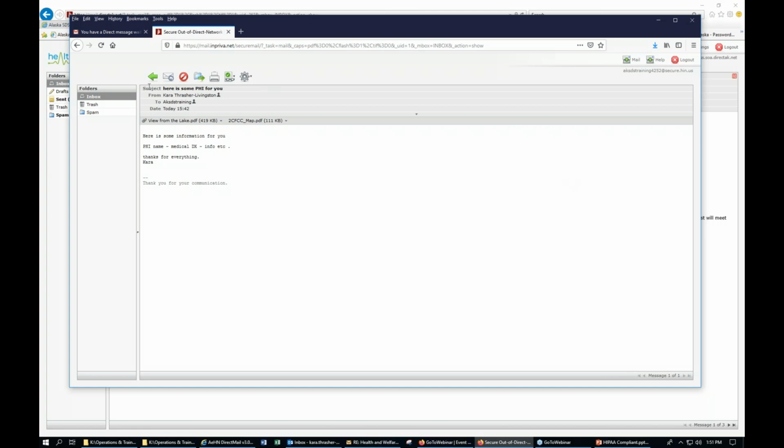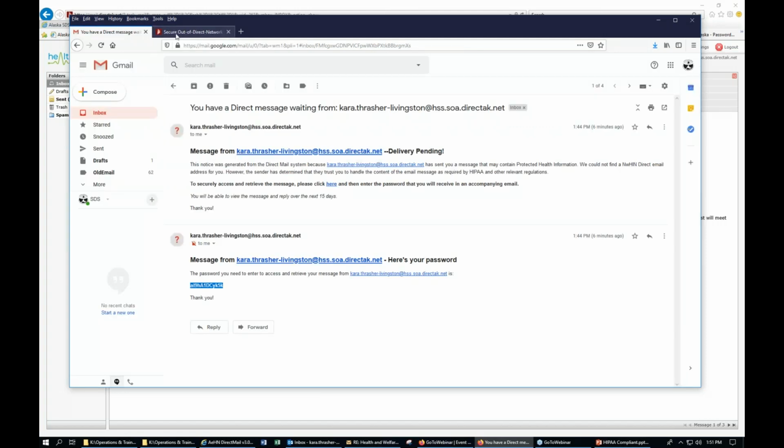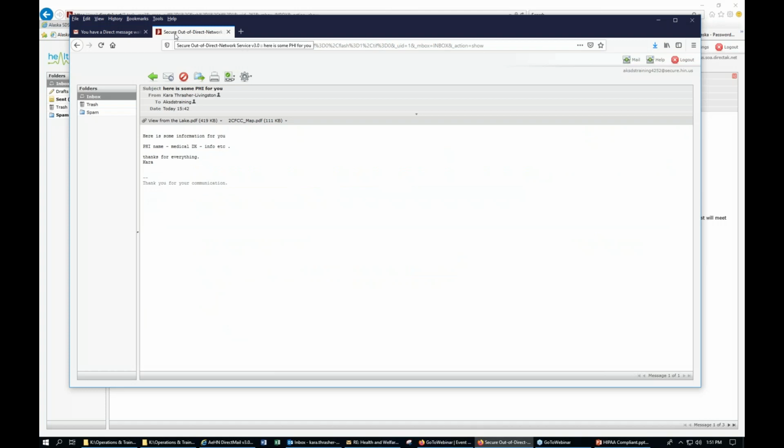And as you can see, they can reply. They can print. They can do different things. You can have a conversation with them for 15 days through this temporary box that was set up for them. And your interaction with them will be documented in your archive, your DSM archive, just like all the others.